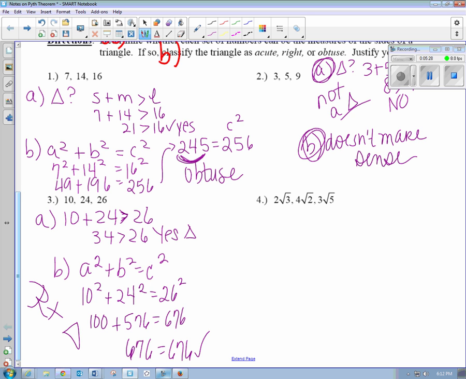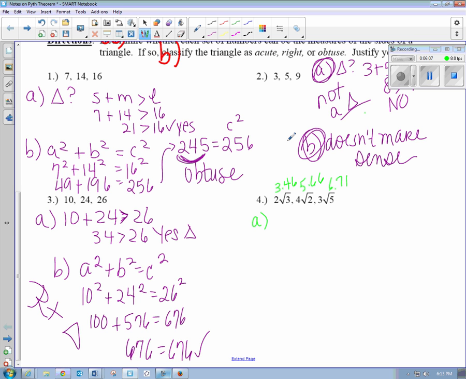Question 4, the last one, might be the one that's the most difficult only because there's radicals in there. But I want to check first of all and find out, is this a triangle? I don't know which of these is the largest side when there's radicals in there. So I have to go in on my calculator and find out what 2 times radical 3 is, which is about 3.46. 4 radical 2 is 5.66. And then 3 radical 5 is 6.71. Those are rounded, but at least it gives us a good idea.